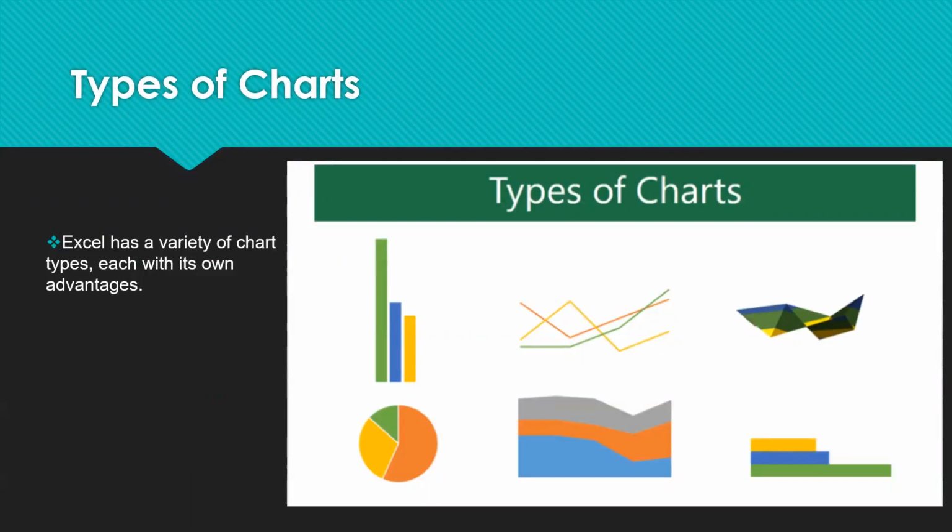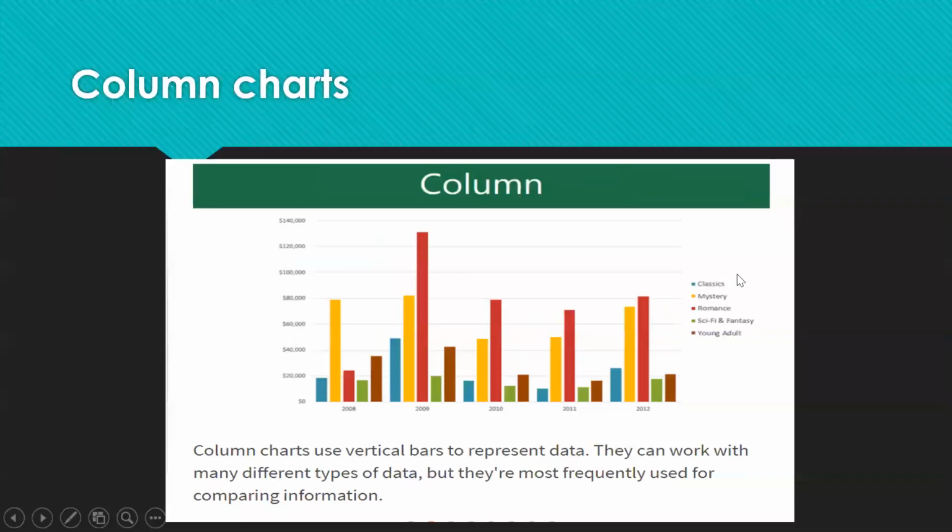So charts. There is a wide variety of charts, as you can see on the screen. We can create a pie chart, a bar chart, a plot chart, something like that. So we have various types of charts available in Excel. For example, this is a column chart, where the data is column-wise.